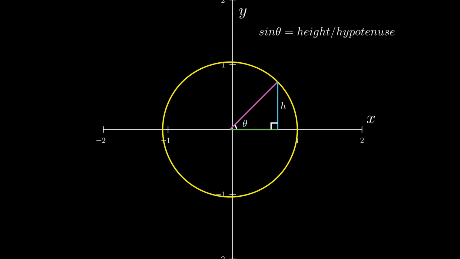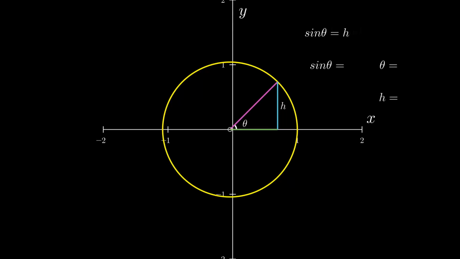We know that sine theta is equal to height upon hypotenuse. In this case, the hypotenuse is the radius of the circle, whose length is equal to 1 unit. Hence, we can replace hypotenuse with 1. As in this case height of this right-angled triangle is h, sine theta becomes equal to h.